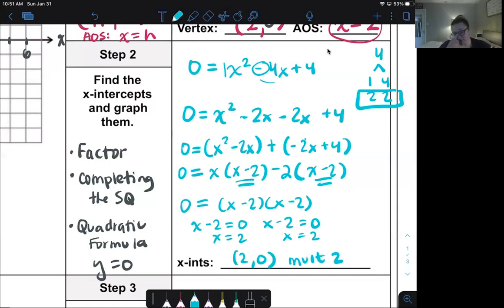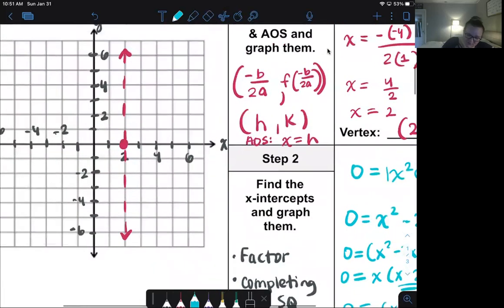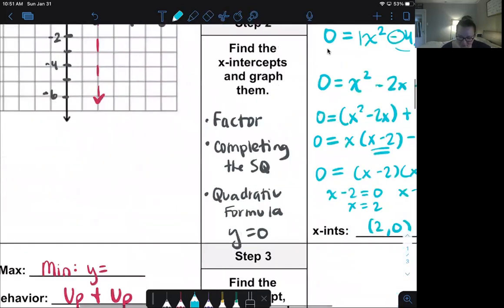So even though our x-intercept has multiplicity, you only have to graph it once. So we're going to graph 2, 0 once. Well, hey, 2, 0 was also our vertex. So it just so happened to be that our vertex and our x-intercept are the same point, which is perfectly fine and happens sometimes.